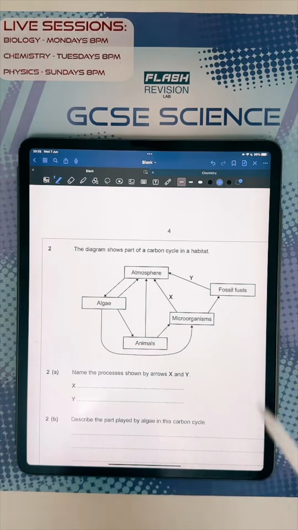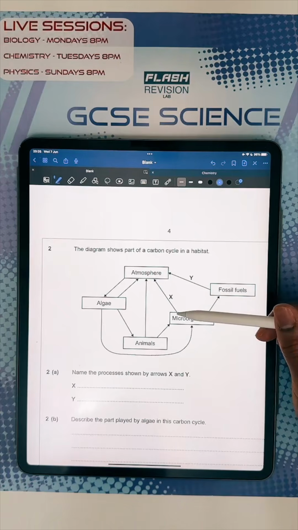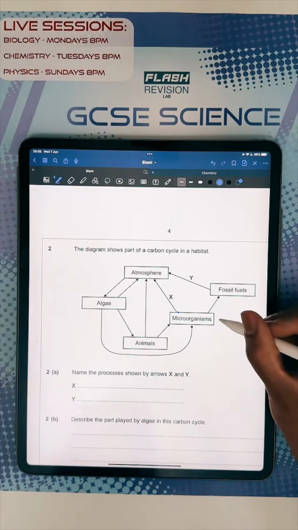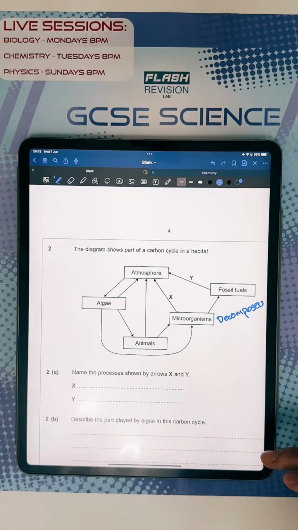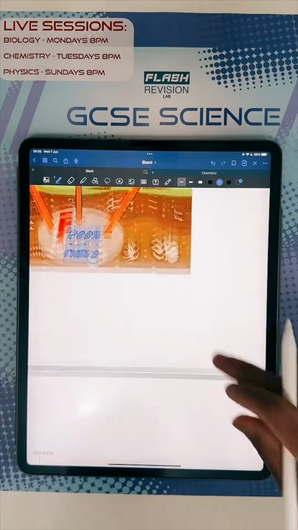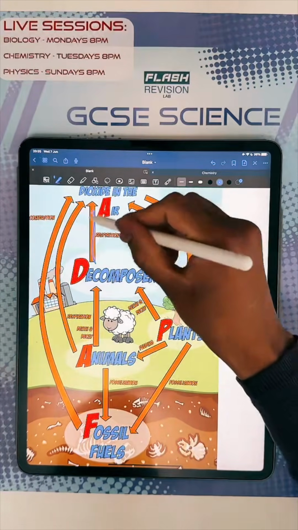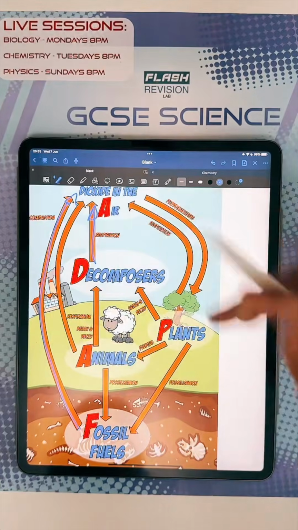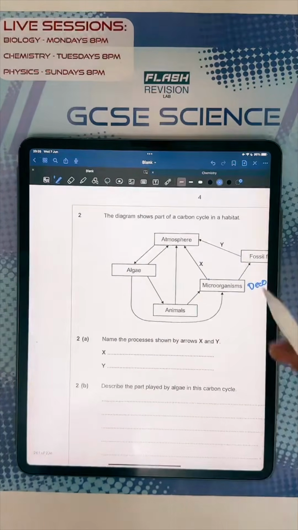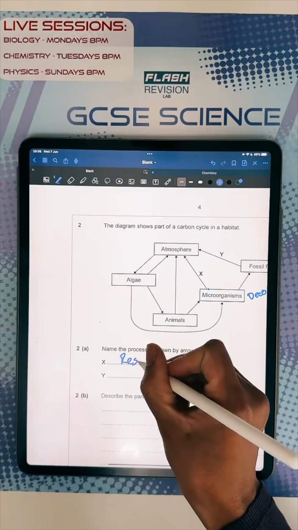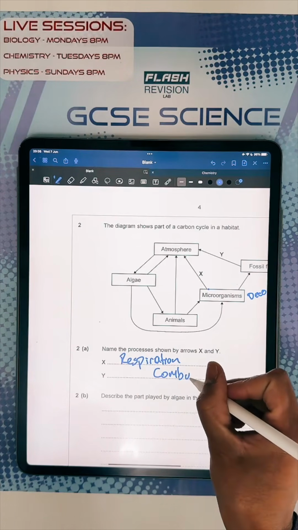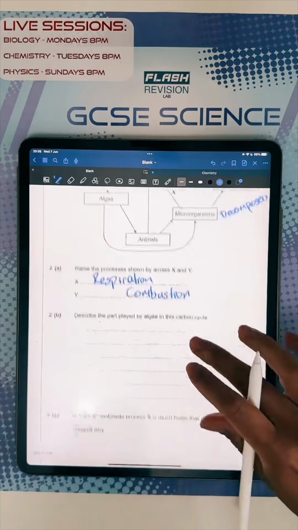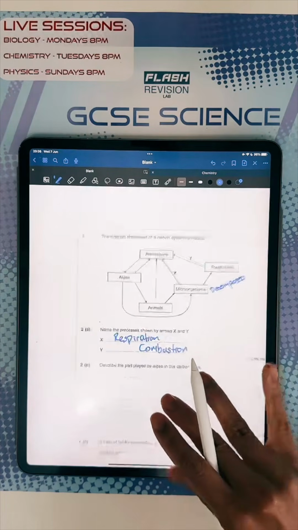So name the processes shown by arrows X and Y. What do you guys think? So that's coming out of the microorganism there. That's what we call the decomposers. And we've got fossil fuels coming out here. So we've got, exactly, combustion and respiration. So we're basically talking about this arrow here and this arrow here, respiration and combustion. So first one is respiration. Second one is combustion. Amazing.